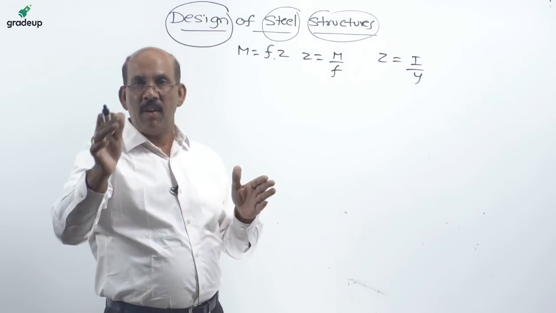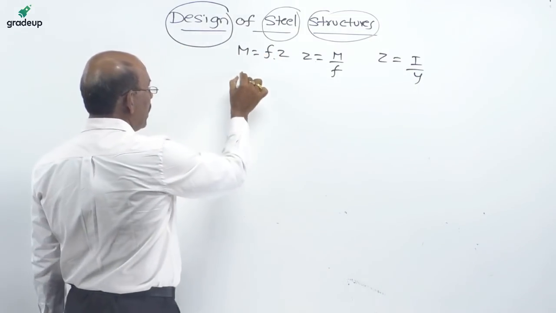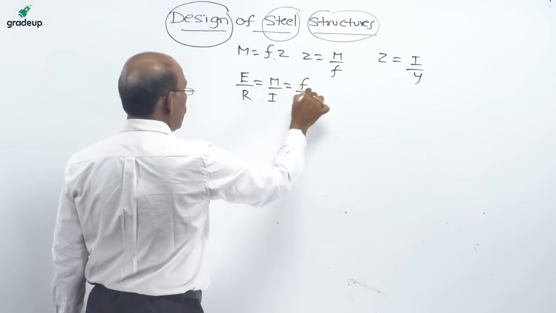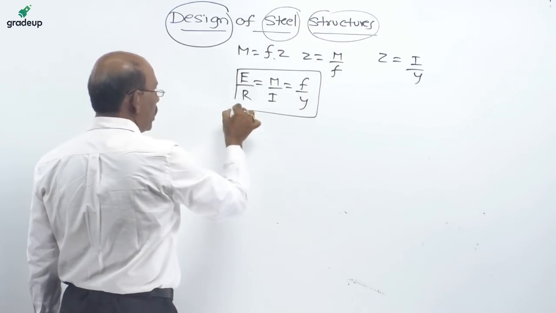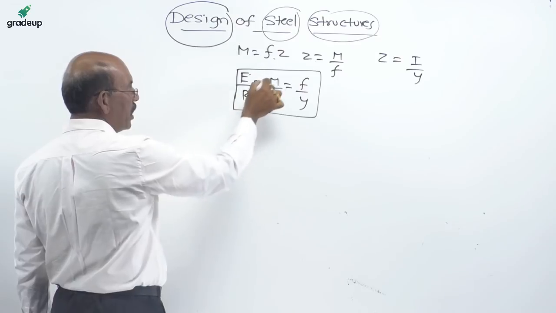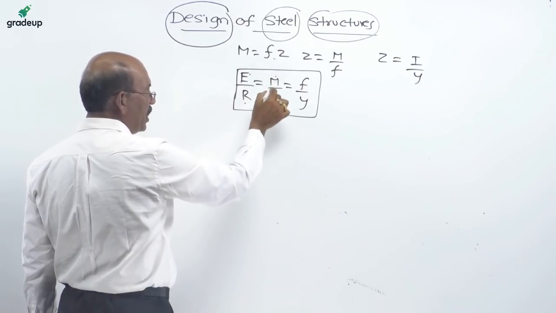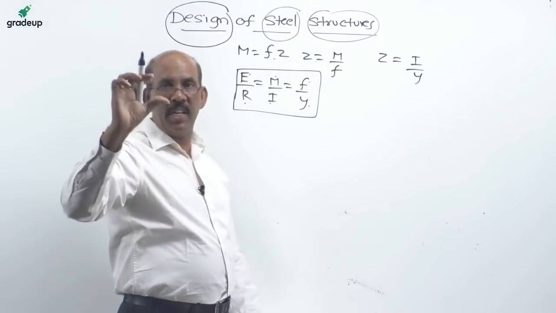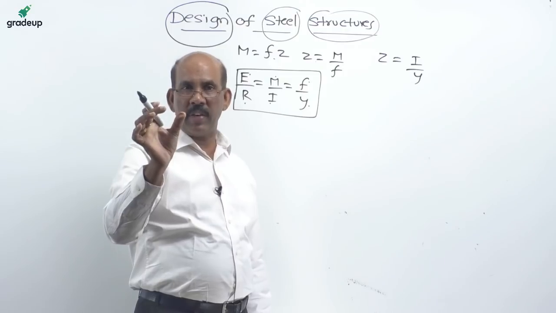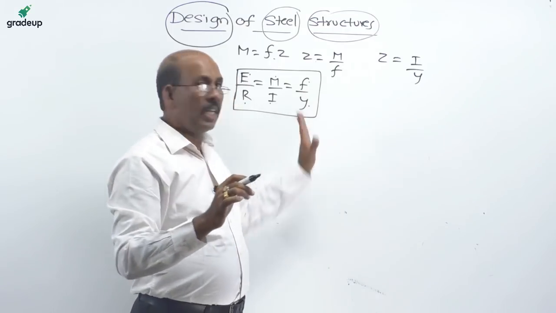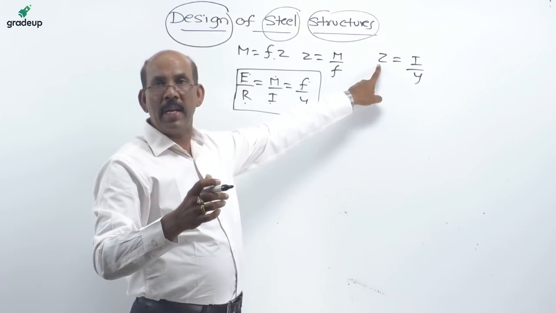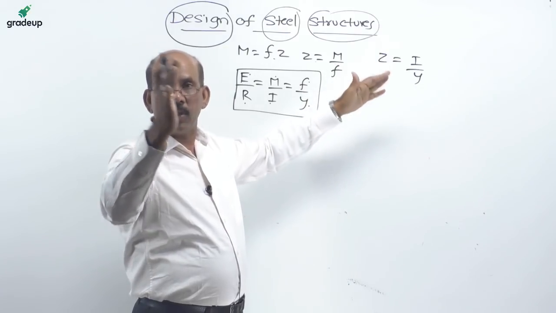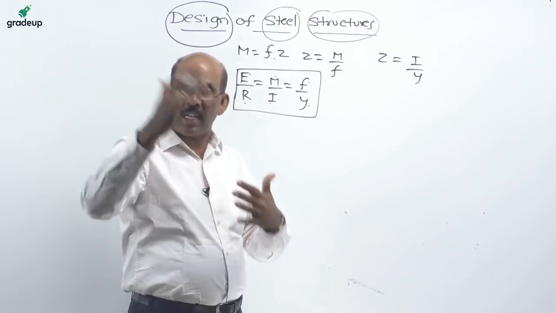So this equation from the theory of simple bending, we have an equation E by R is equal to M by I, which is equal to F by Y. So E is the Young's modulus, R is the radius of the curve, M is the bending moment or moment of resistance, I is the moment of inertia, F is the bending stress, Y is the distance of CG. So this particular equation will be very clearly used to analyze the section; in this particular section we are going to solve for Z and according to that, from the steel table we are going to select the section.